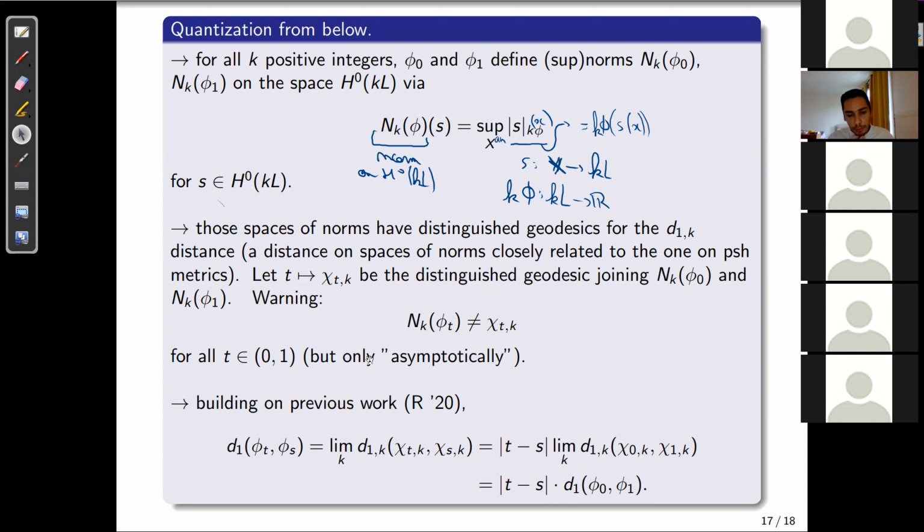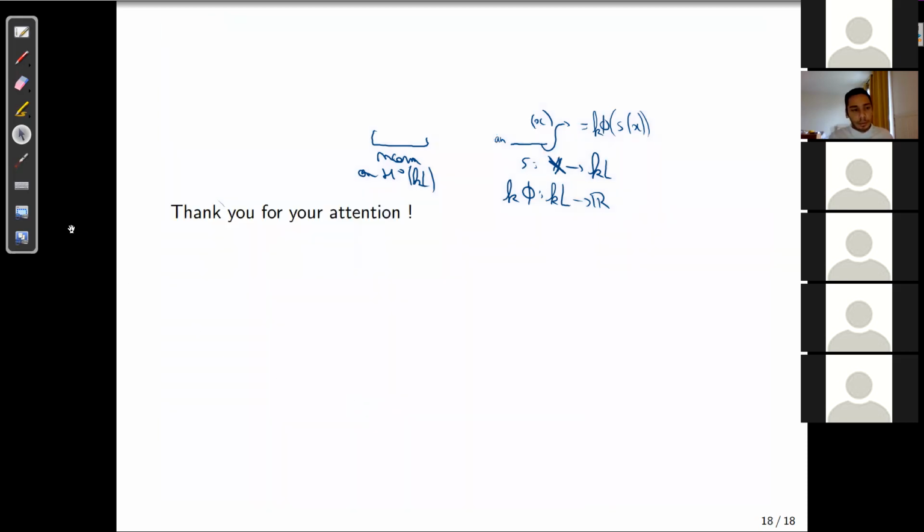which are exactly by definition n_k phi 0 and n_k phi 1. And then we use the quantization result again to show that this part converges, as I explained, to the distance between the PSH metrics. And the t minus s gets out of the limit, and so we're done. We have our geodesic equation if you take this. Okay, so thank you for your attention. This is where I'm going to stop.